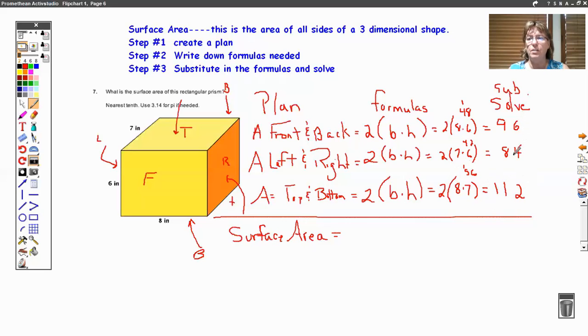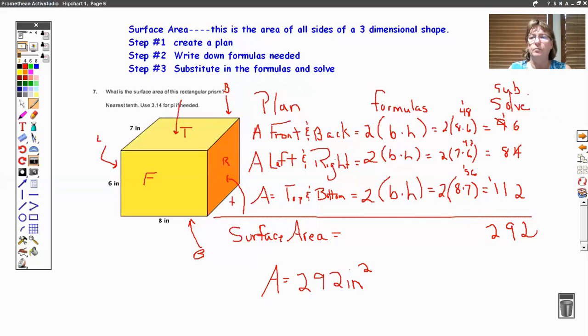So 6 plus 4 is 10, plus 2 is 12. And we'll carry the 1. 9 plus 1 is 10. 0 plus 8 is 8, plus 1 is 9, and I carry 1, and 1 plus 1 is 2. So I know that the total surface area here is 292 inches squared. Okay? And that's how you do a surface area. So again, come up with the plan, put in the formulas, then substitute and solve.